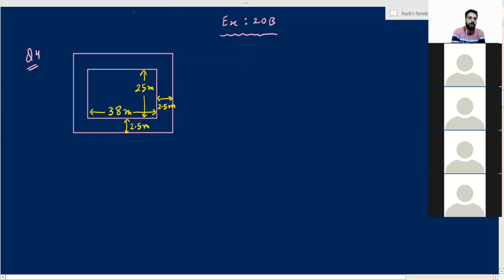So this is the path. Now we have to find the total cost of graveling the path. Graveling, do you understand the meaning of graveling a path? What is the meaning of graveling?